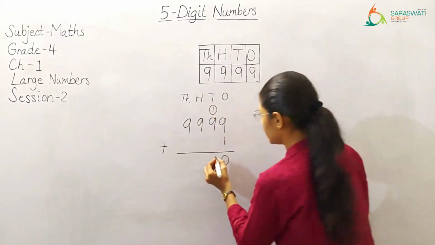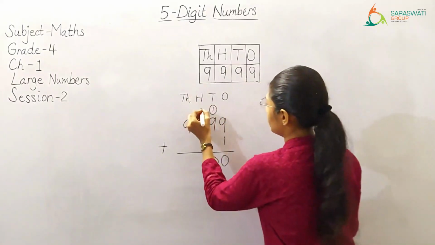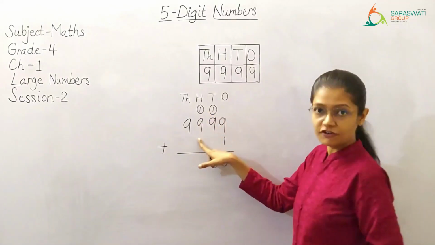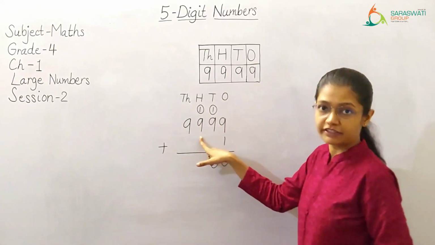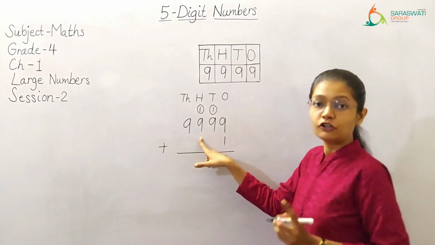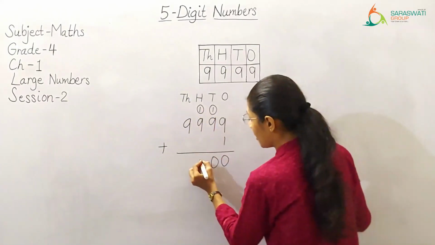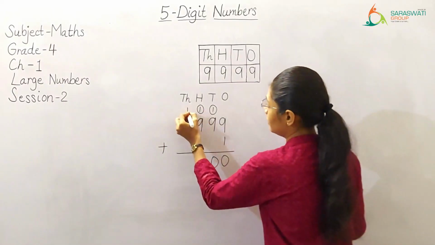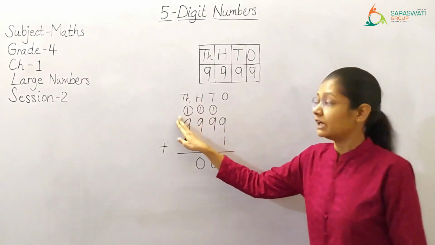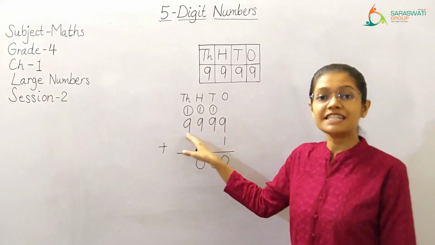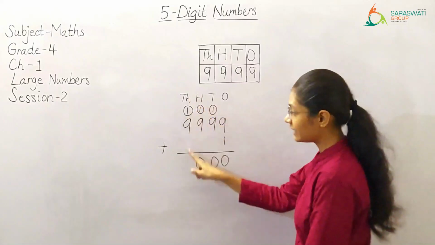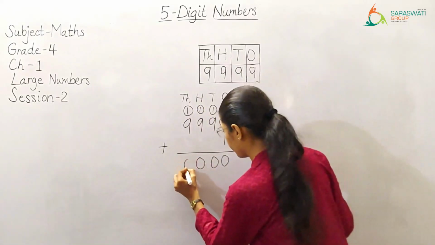1 add 9 equals 10. So 0, and 1 carries over to the hundreds place. Then 1 hundred add 9 hundreds equal 10 hundreds. And 10 hundreds make 1000 and 0 hundreds. So 0 in the hundreds column and 1 carries over to the thousands column. Then 1 thousand add 9 thousands equal 10 thousands. So we will write 10 over here such that 0 comes exactly under the thousands column.